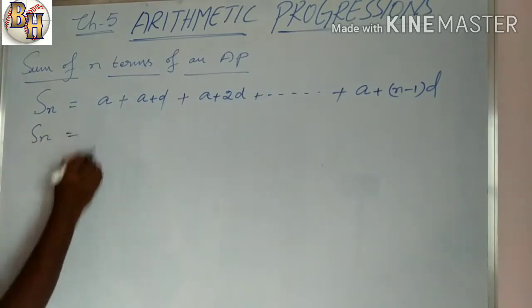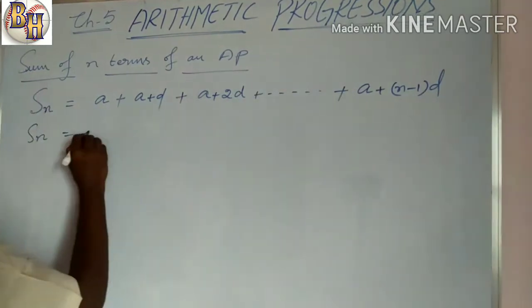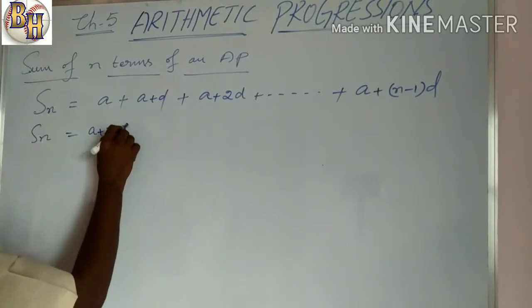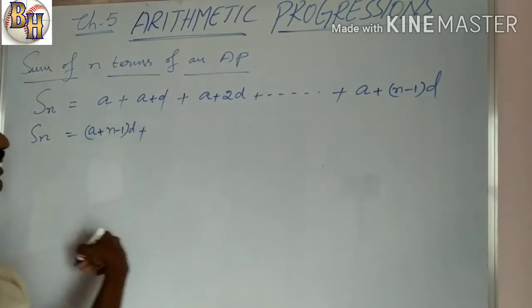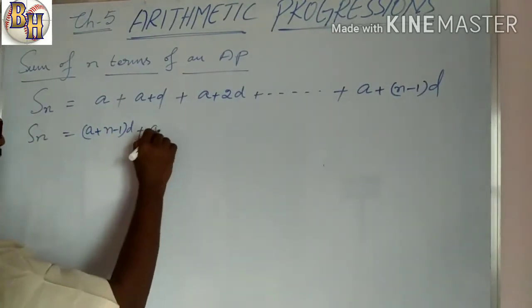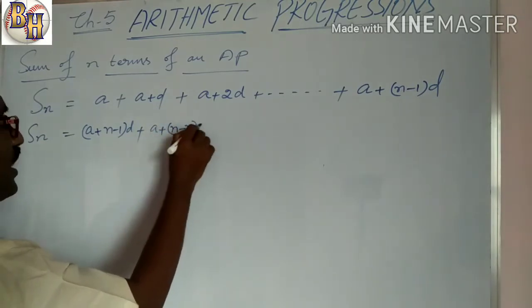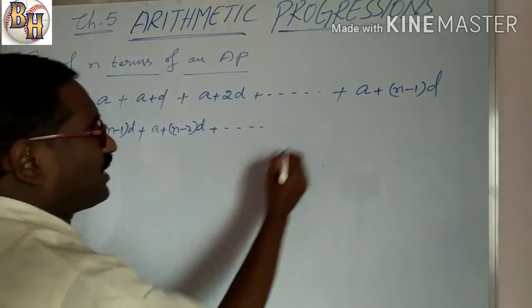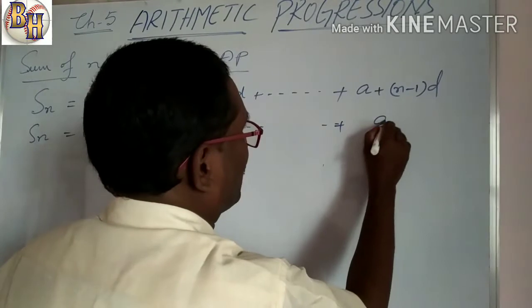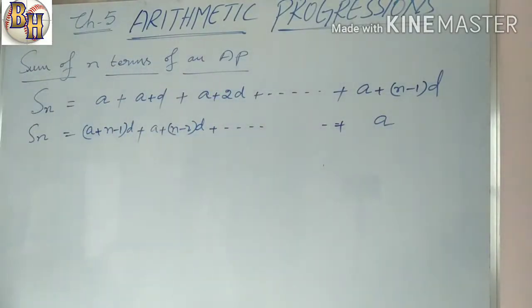Sn is equal to, reverse first, A plus (n minus 1) into D plus, the next number, A plus (n minus 2) into D, plus and so on like this, plus here A will come.